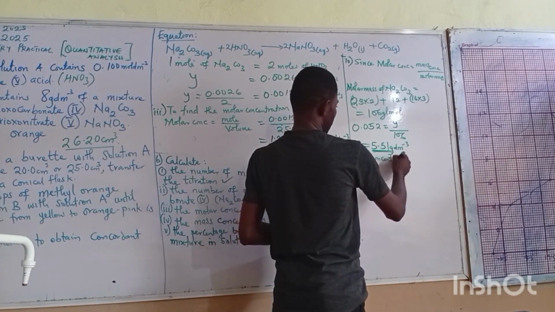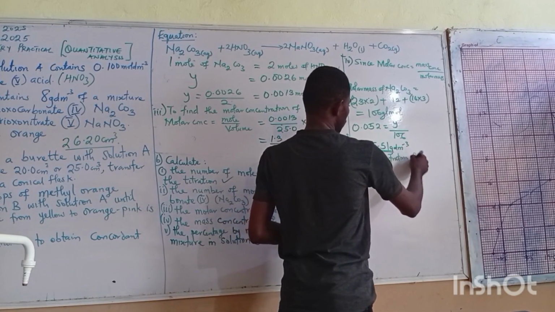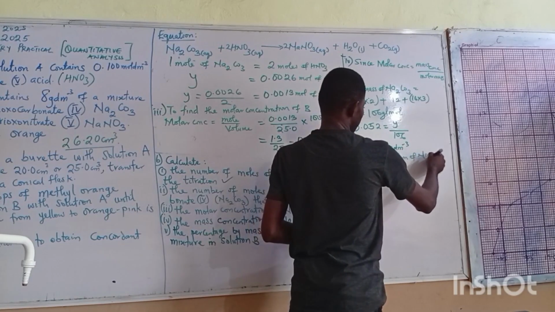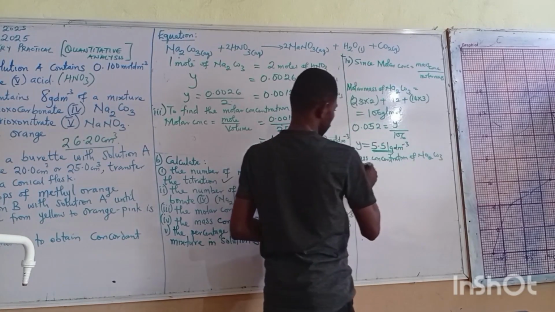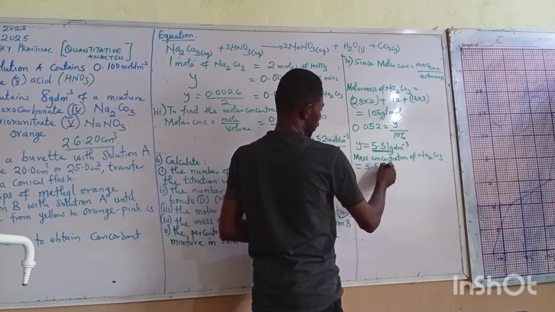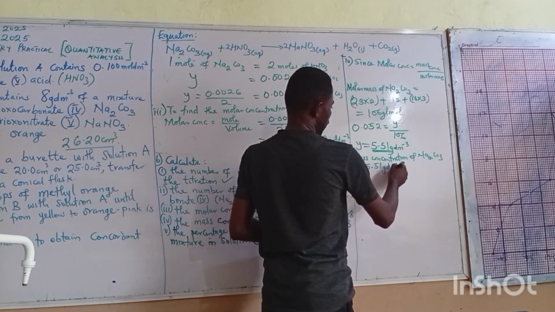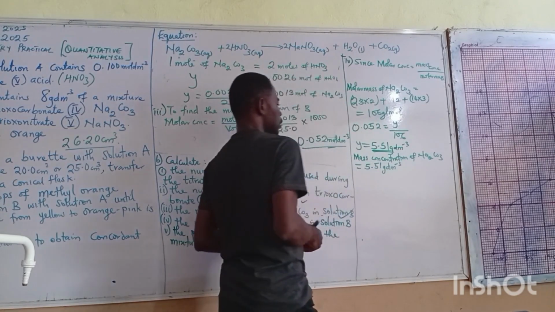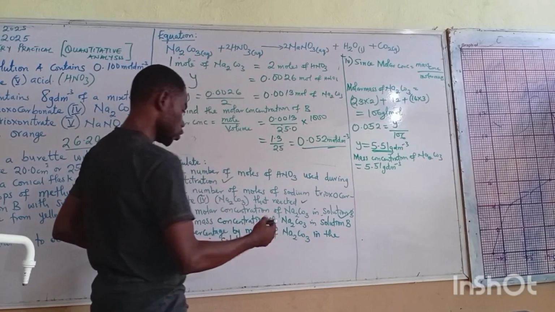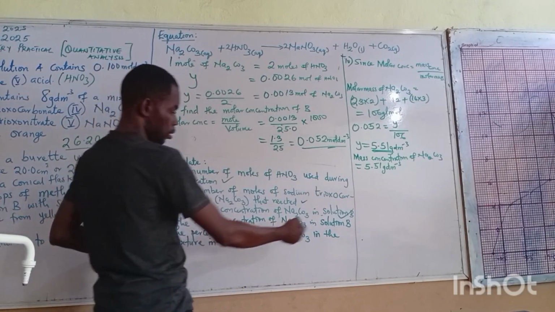My mass concentration of Na2CO3 is 5.51 gram per dm cube. Now you are satisfied. Question number 4. Can I see it properly?